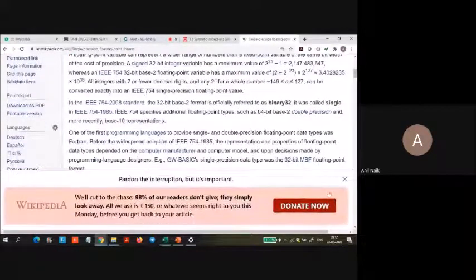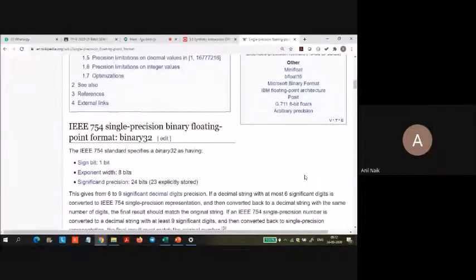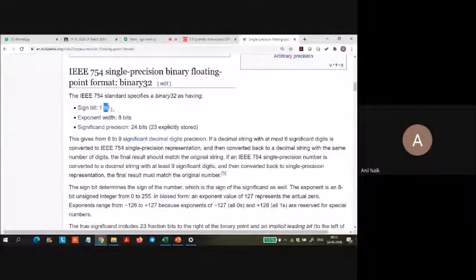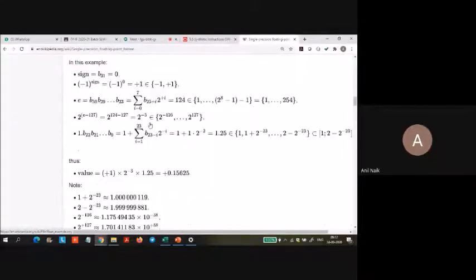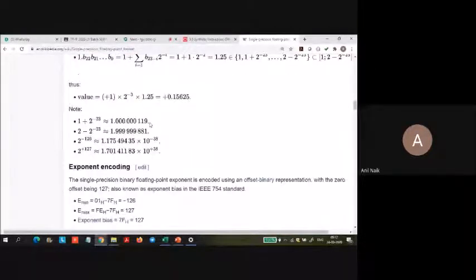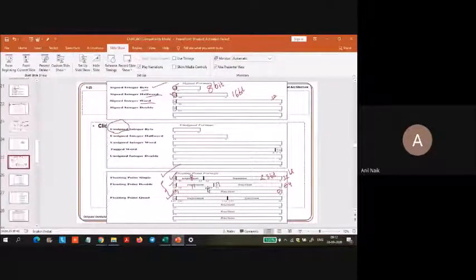In your GATE exam also it is very important. Single precision: sign bit 1 bit, exponent 8 bits, and 23 bits fraction. 23 plus 8 is 31, plus 1 is 32. And double precision is 64 bits: one sign bit plus 11 plus 52. You have to remember this. 1 plus 11 is 12, 12 plus 52 means 64. That is the data format.